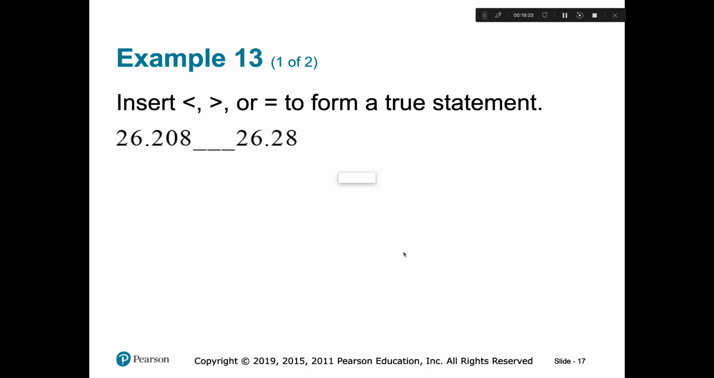So let's look at this and say greater than, less than, or equal to. This has a 26 before our decimal. This has a 26 before our decimal. From there, they both have a 2. The next number is a 0 and an 8. So which one is a larger value? The 8. The 8 is larger.